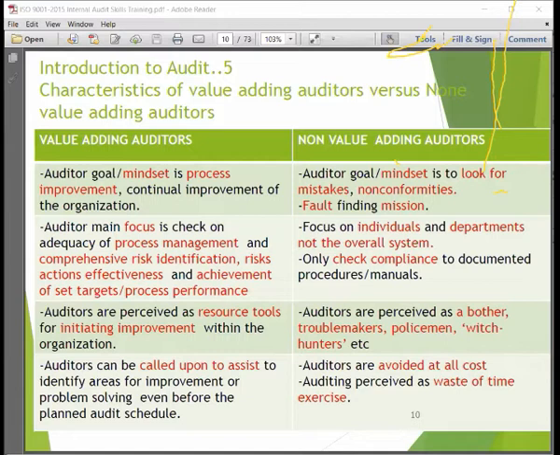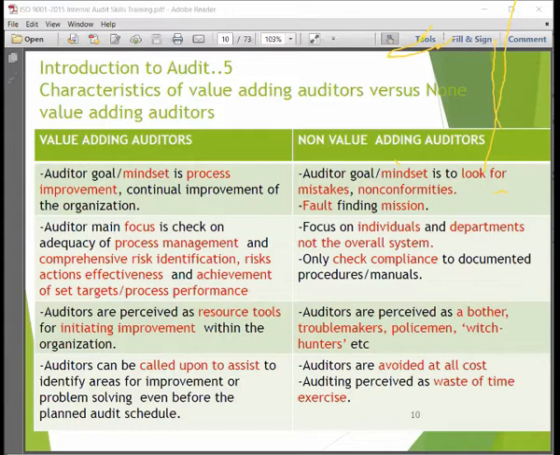For non-value adding auditors, they focus on individuals. The dispatch team, the department, the registry, not the overall system. So if you focus on individuals, you will not be able to add value as much as if you had focused on the overall system, the quality management system. They only check compliance to documented procedures and manuals. Yeah, just show me the procedure manual. They start step 1, step 2.